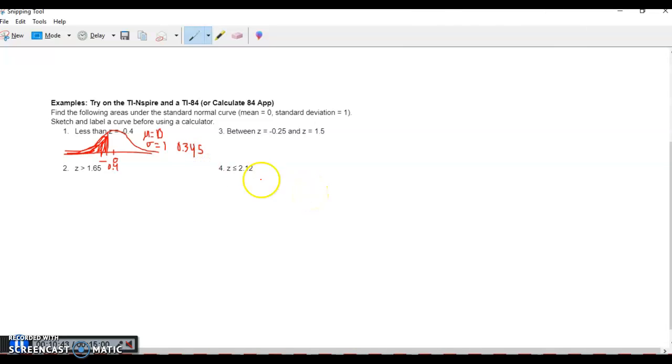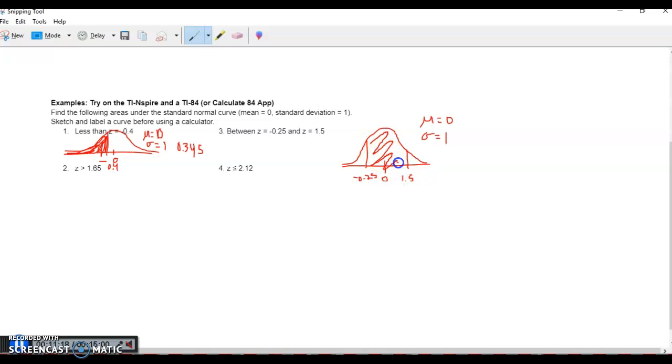Let's look at another one here. Let's look at 3. I'll just jump over here to 3. I want standard normal still. I want the area between Z is negative 0.25 and 1.5. So here's 0. It's my mean. So the mean is still 0. Standard deviation is still 1. And I'm normal. So negative 0.25, that's somewhere over here. And 1.5, that's somewhere up here. Doesn't have to be drawn to scale.